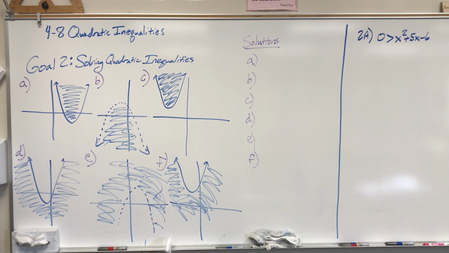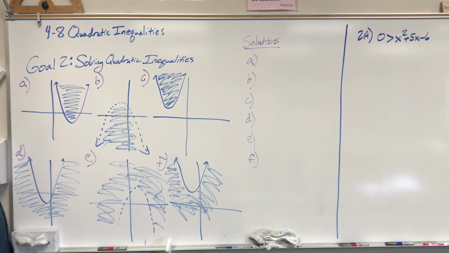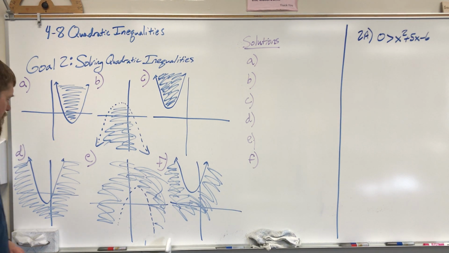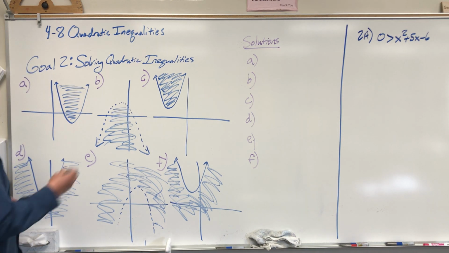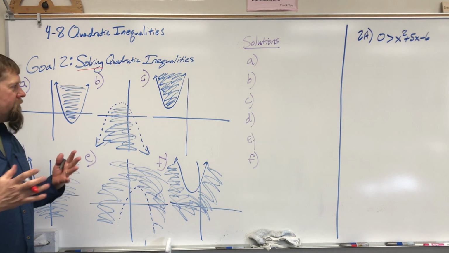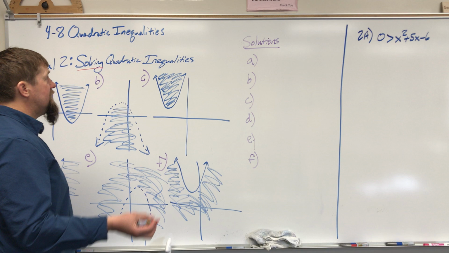Okay, this is the second goal of 4-8 quadratic inequalities. I would like to go over some situations with you and kind of explain what we're doing with this part of the section. First of all, this part of the section is not just graphing, it's solving. And if you remember what we've been doing in the past, solutions of a quadratic are where the graph crosses the x-axis.